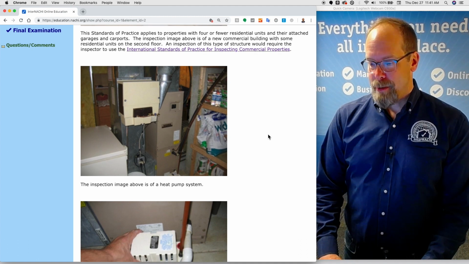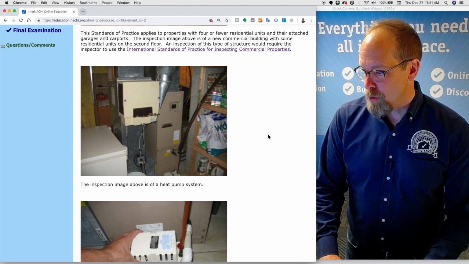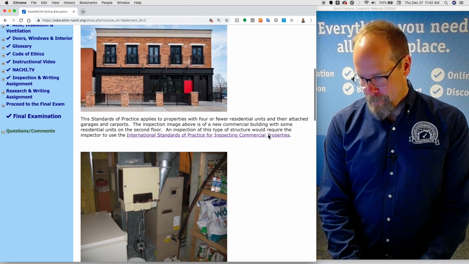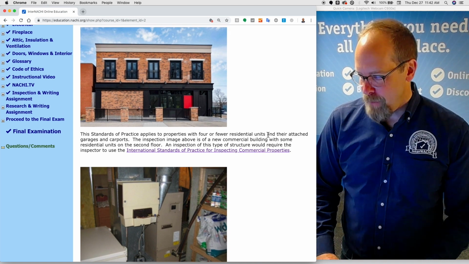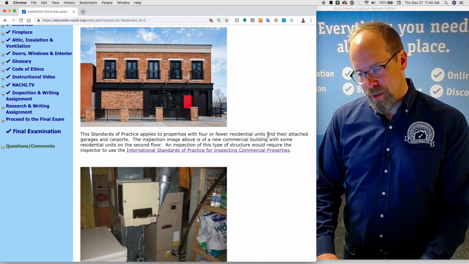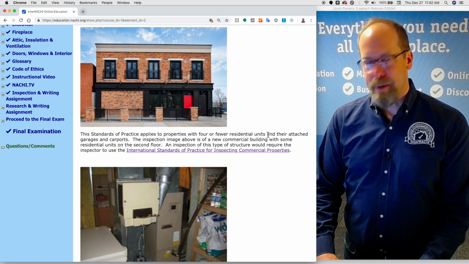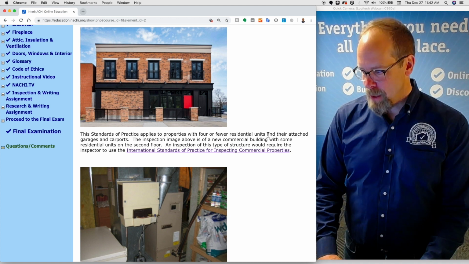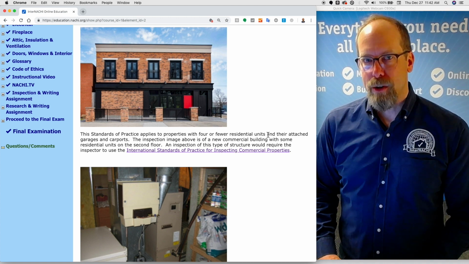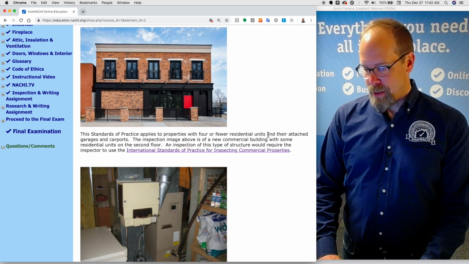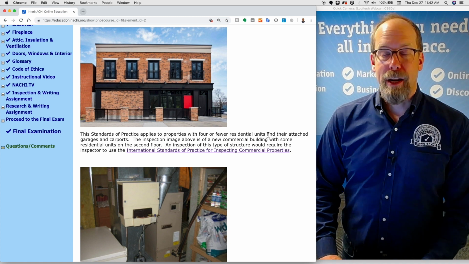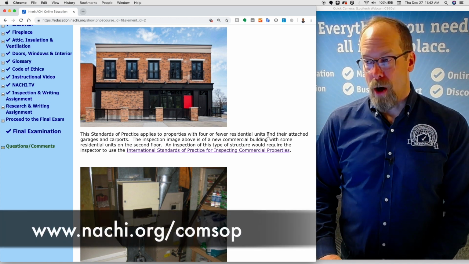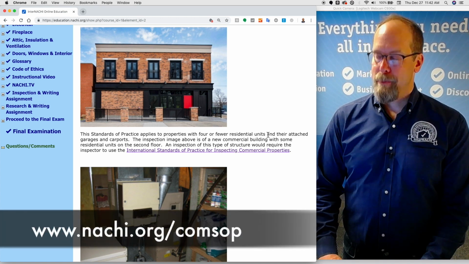Again, this standards of practice applies to properties with 4 or fewer residential units and their attached garages and carports. The inspection image above is of a new commercial building with some residential units on the 2nd floor. An inspection of this type of structure, with more than 4 units and a big commercial property like this, would likely require the inspector to use the international standards of practice for inspecting commercial properties. And InterNACHI has those standards at nachi.org/COMSOP, C-O-M-S-O-P.